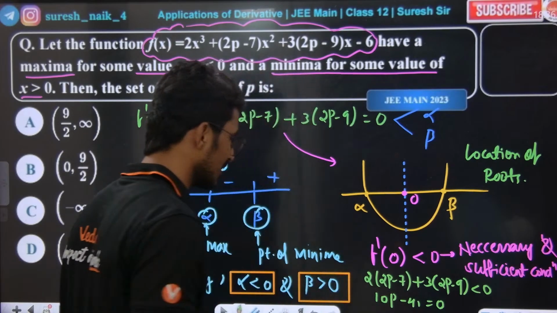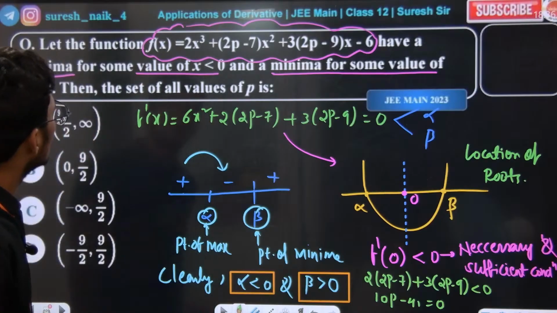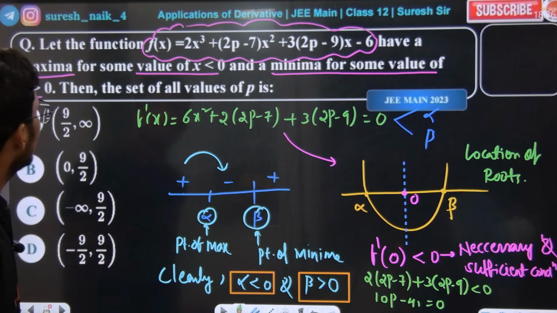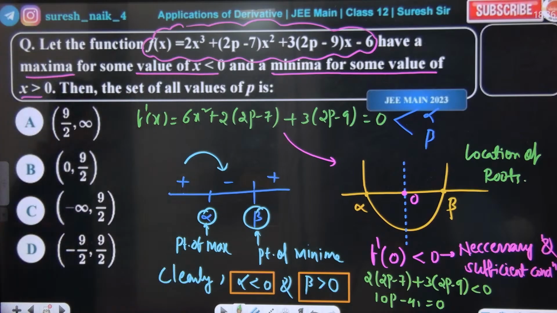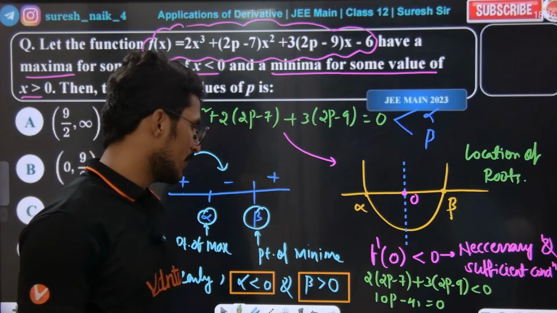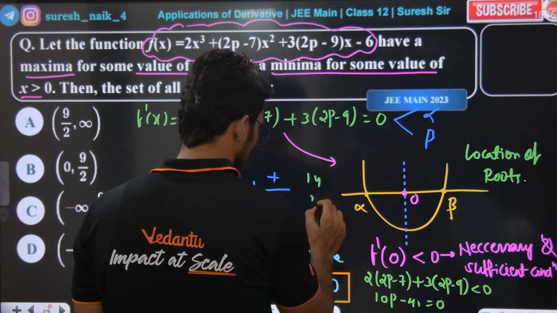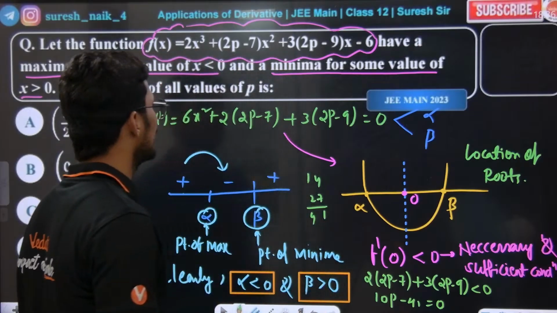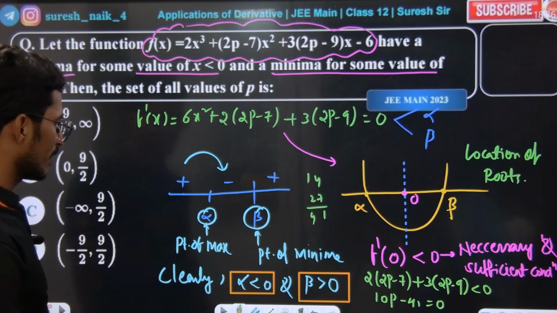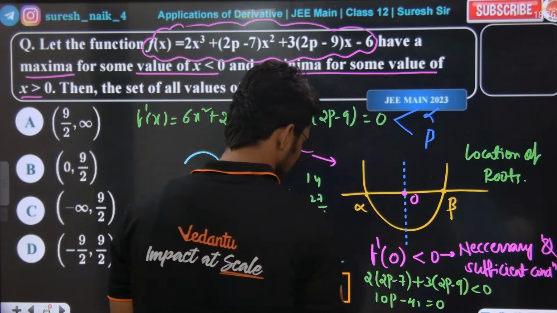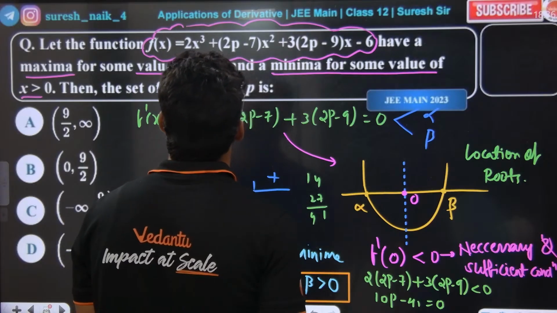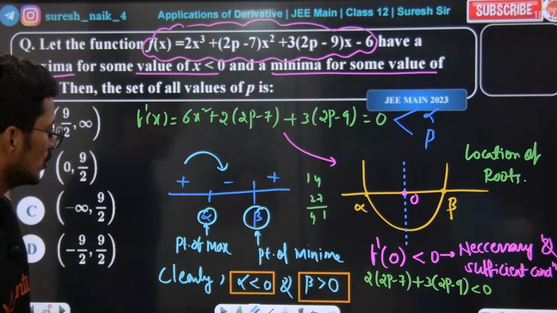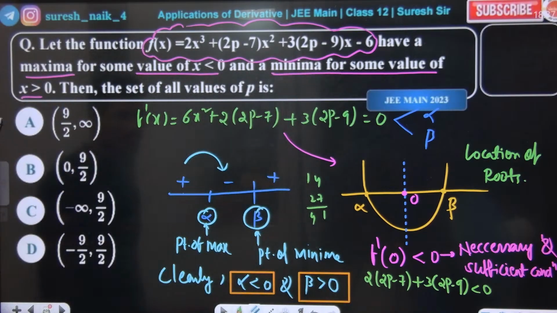But I made some mistake. Check the calculation. f dash of 0, 2p minus 7, 2p minus 7. We are finding the set of values of p. 4p, 6p, 10p, 14 minus 20, 27, 41. P is equal to 41 by something, I'm getting. Less than 0, right?